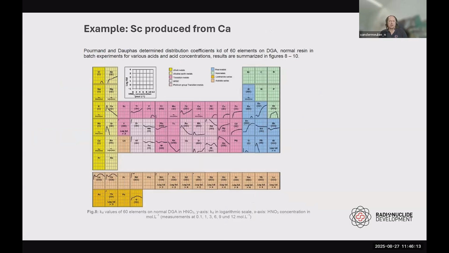Okay, so now this is actually distribution coefficients that were put out by Pomont and Dauphin some years ago. These guys actually worked at ICROM and developed this resin, which is an extraction resin, a DGA extraction resin. And they did distribution coefficients for 60 different elements, in various concentrations of nitric acid as well as hydrochloric acid.